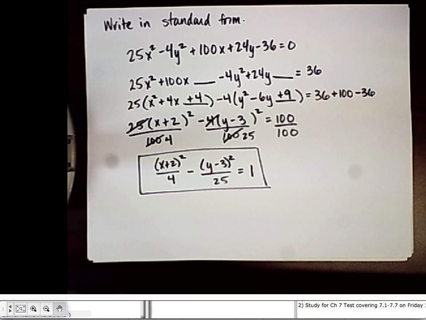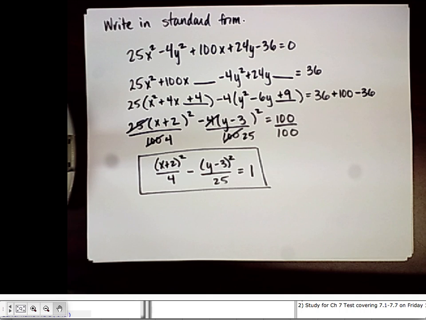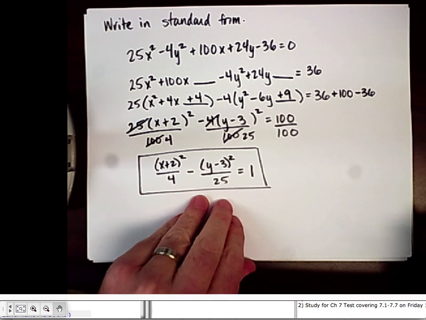And from that, you could graph it, just like we had the other ones. Graph it, find the vertices, find foci, find the asymptotes, all those things. Okay? All right, so that's all from 7.5.